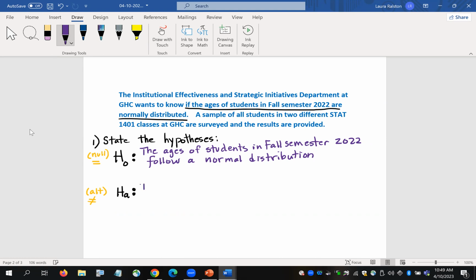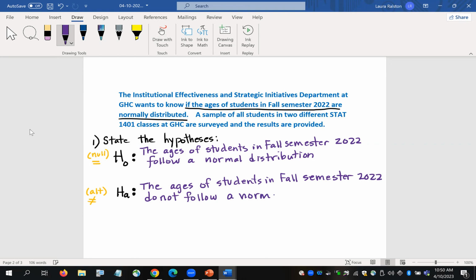The alternative would be the ages of students in fall semester 2022 do not follow a normal distribution.